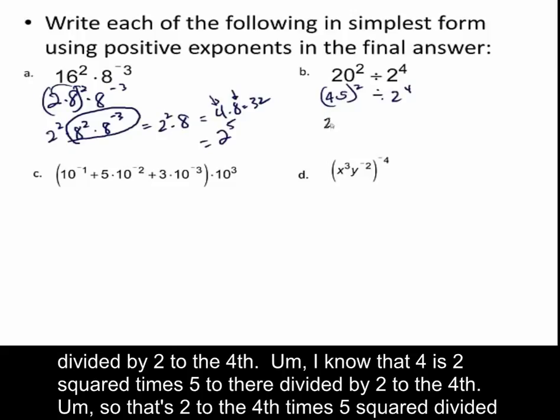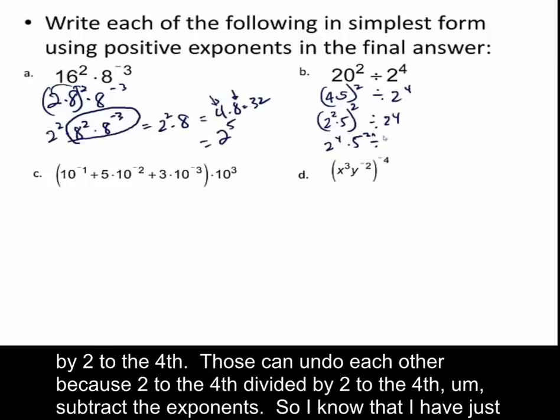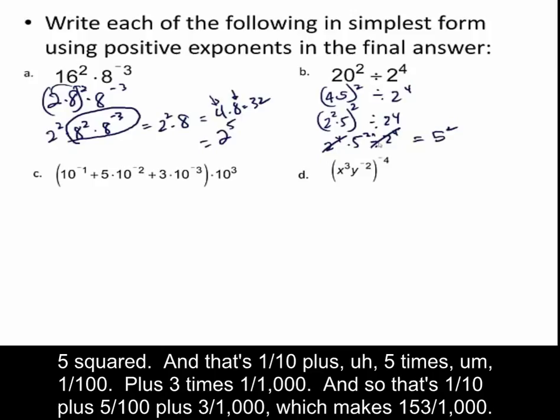I know that 4 is 2 squared, times 5 squared, divided by 2 to the 4th. So that's 2 to the 4th times 5 squared divided by 2 to the 4th. Those can undo each other, because 2 to the 4th divided by 2 to the 4th, subtract the exponents, so I know that I just have 5 squared.